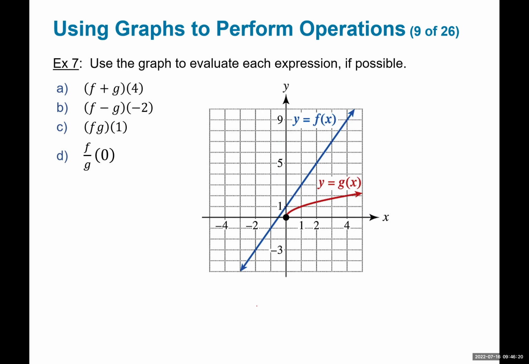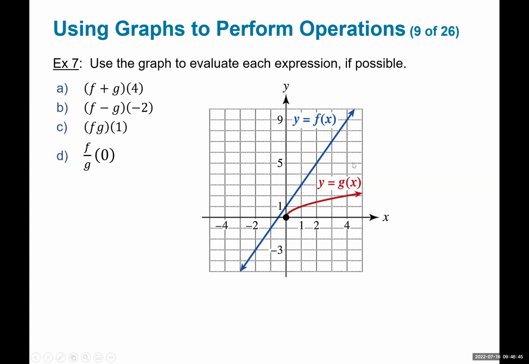Use the graph to evaluate the expression if possible. So f plus g of x. Now we're just doing the same thing we've been doing, but we're looking at it from a graph. Okay. So f plus g of 4. So f of x at 4, g of x at 4, and then add those two values together.